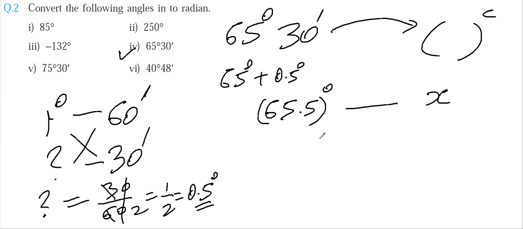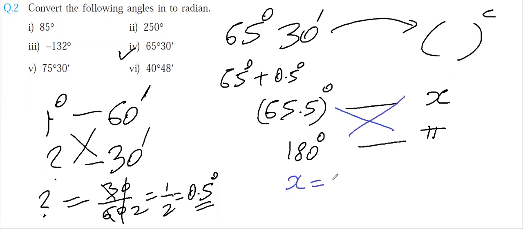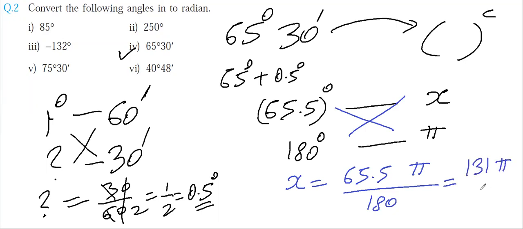Now 65.5 degree I need to convert into radian. I don't know what radian is, but I know one thing: that 180 degree is equal to pi radian. So 65.5 degree will be how many radian? I am going to cross multiply over here. So x will be 65.5 into pi divided by 180. When you solve this, you will get the answer 131 pi upon 360. So this is your answer.